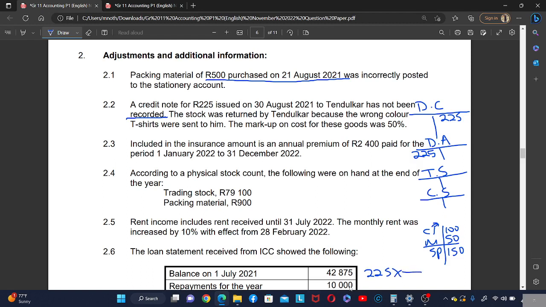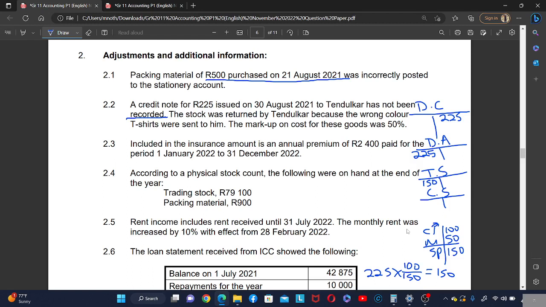So what I do is this. Below, you put what we have. What we have is a selling price of 225, which according to this is 150. And then above, we put what we want. What we want is a cost price, which is 100. When a debtor returns goods, the trading stock is supposed to increase. So let's increase the trading stock. Remember, the trading stock increases on the debit side.